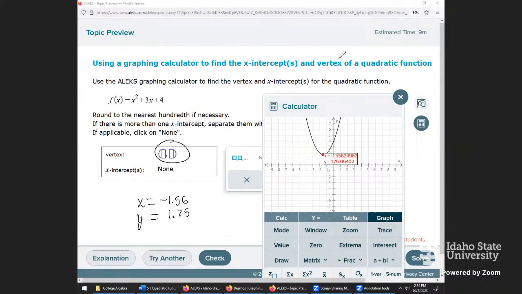Honestly, the worst thing again is using their graphing calculator. I mean, it's nice that it exists. It looks and acts like a real TI-83 or TI-84, but it's still kind of tedious to use. Any questions about it so far?